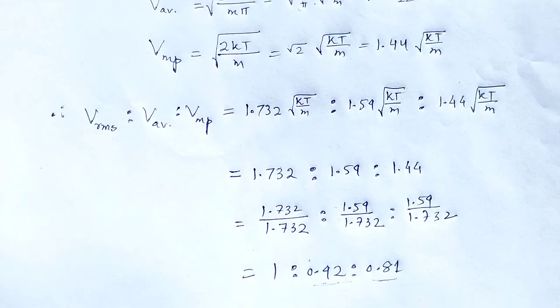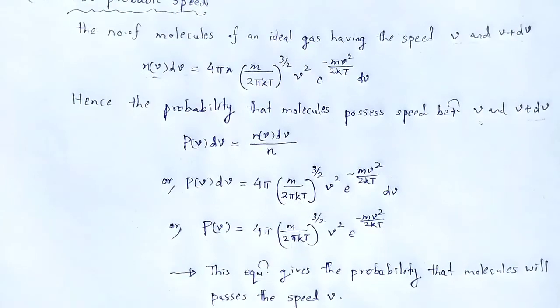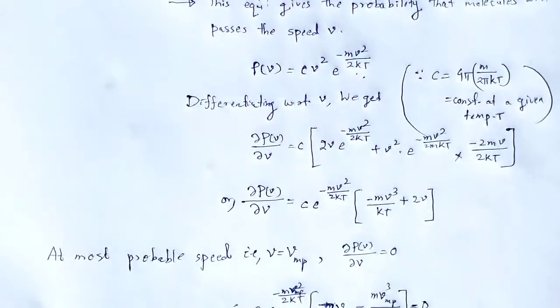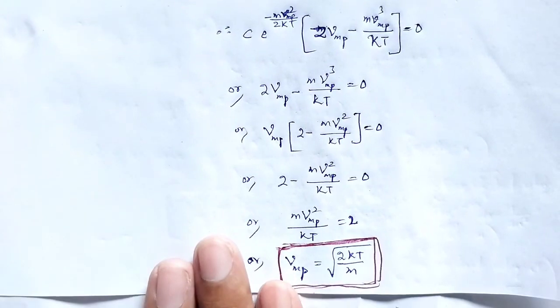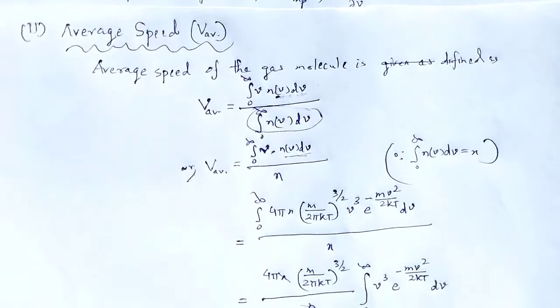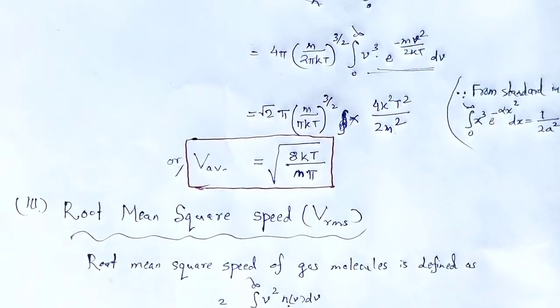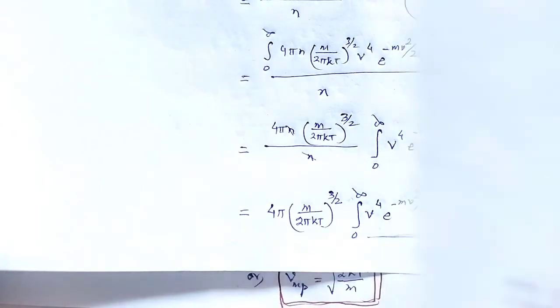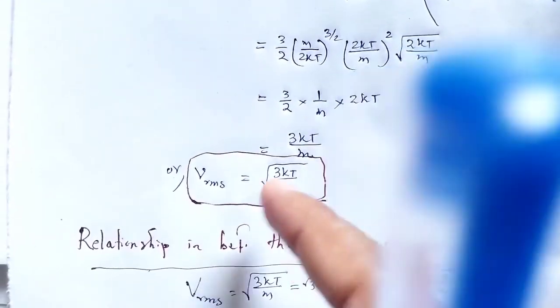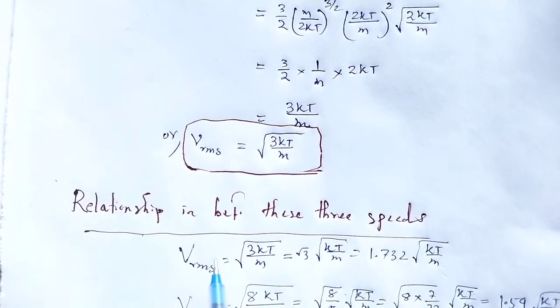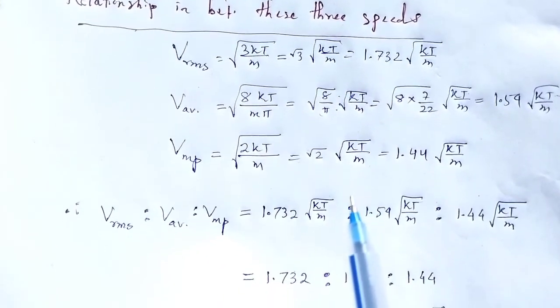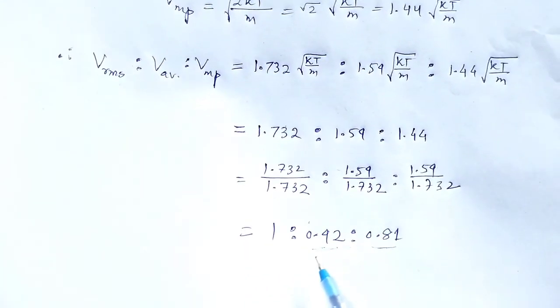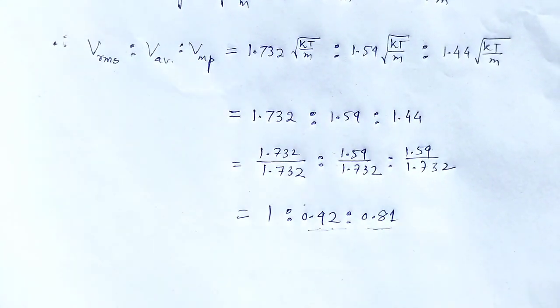So with the help of this video lecture, we understand the expressions for most probable speed, average speed, and finally root mean square speed, and their relationship, how these three are related, by using the concept of Maxwell-Boltzmann distribution of velocities.